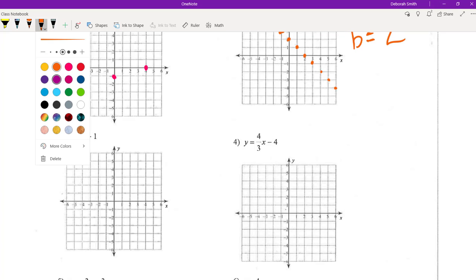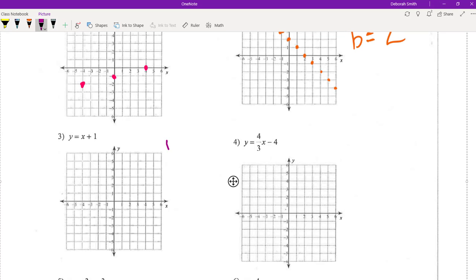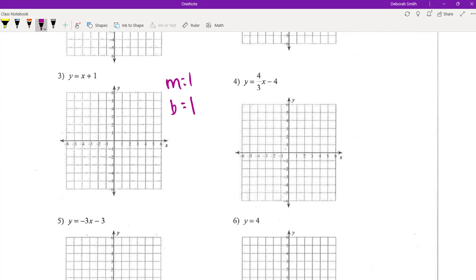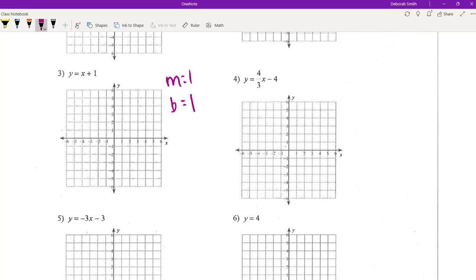Similarly here, we've got a +1 slope and a +1 y-intercept. Here you've got a 4/3 slope, so 4 vertical for 3 horizontal, but make sure you see that this is a negative y-intercept, so you're going to start down here.